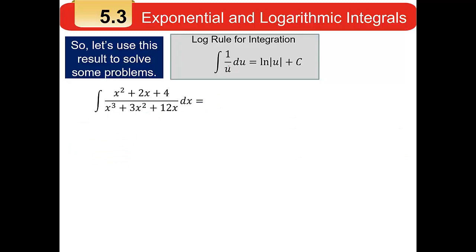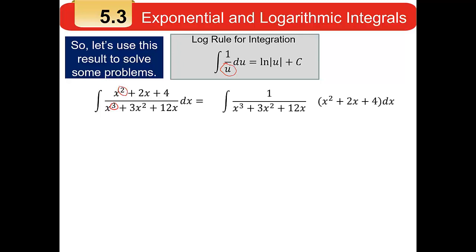How about this one? It looks a mess, but it's something over something, and just as a little hint, anytime you see a fraction like that with the power down bottom being 1 more than the power up top, that's sort of a clue to let the denominator be u. And once you see that, you've got to hope that somehow this is going to turn into a 1 over u type problem. Well, think this through.